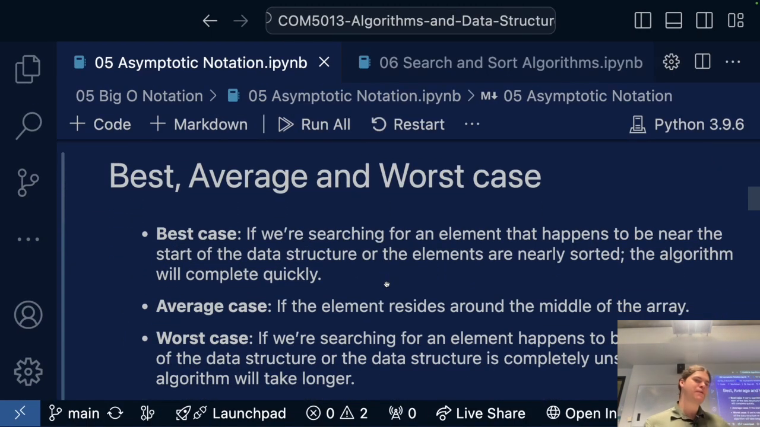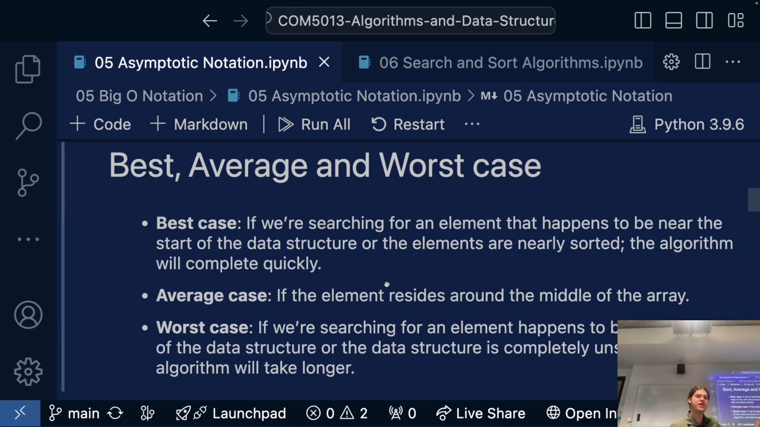All right, we talked a bit about this, didn't we? The best, average, and worst case. Remember, we mapped essentially the worst case to big O, best case to big omega, and then average is where this is going to be. Well, it doesn't quite map to average case, but it does map to where the algorithm is going to perform exactly the same way every single time.